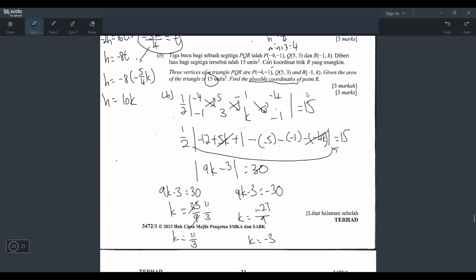So what are the possible coordinates of point R? So your point R is negative 1, k, right? So your point R can be negative 1, 11 over 3. Or it can also be negative 1, negative 3, right? It means there are two answers here. Okay. All right. That's all.